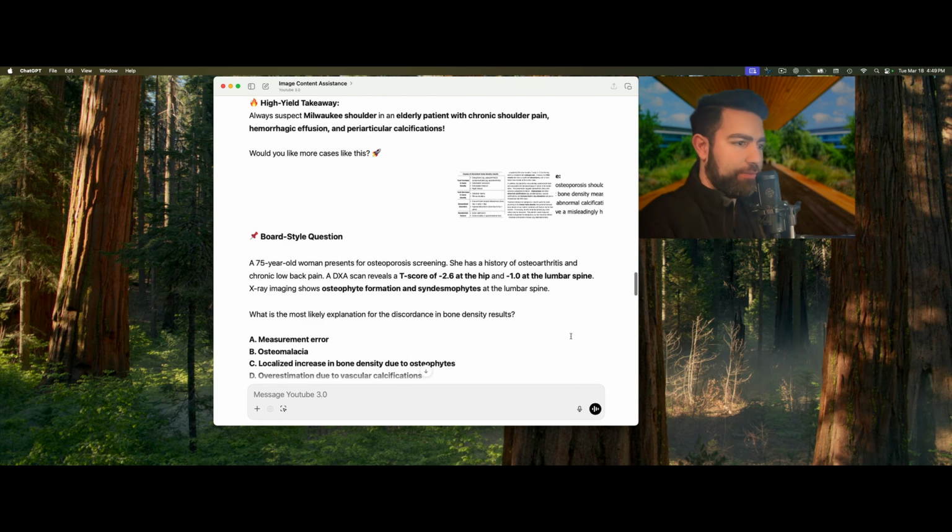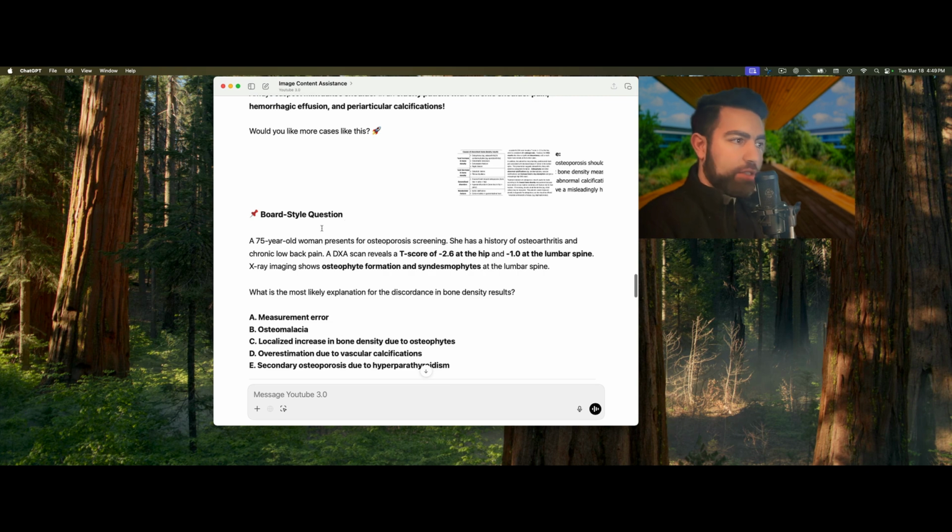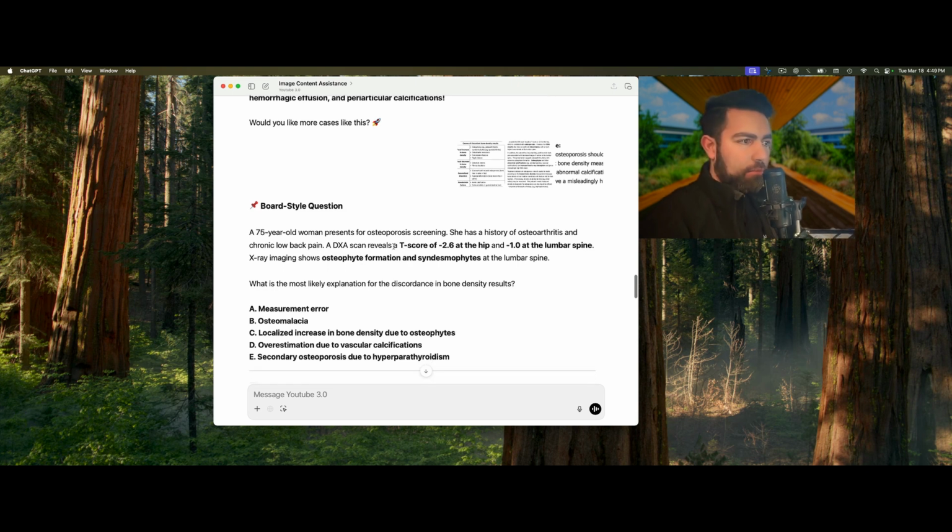Next question. All right, board styles. This is a 75-year-old woman who presents for osteoporosis screening. She has a history of osteoarthritis and chronic low back pain. A DEXA scan reveals a T-score of negative 2.6 at the hip and negative 1 at the lumbar spine. X-ray imaging shows osteophyte formation and syndesmophytes at the lumbar spine. What is the most likely explanation for the discordance in bone density results?